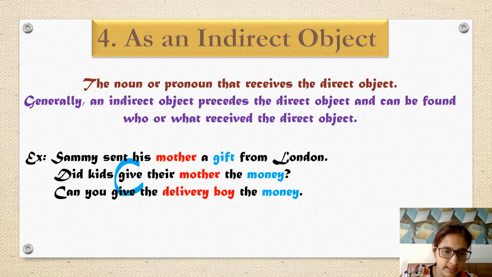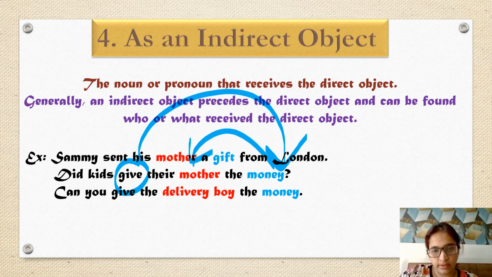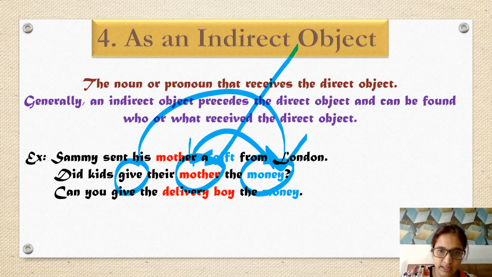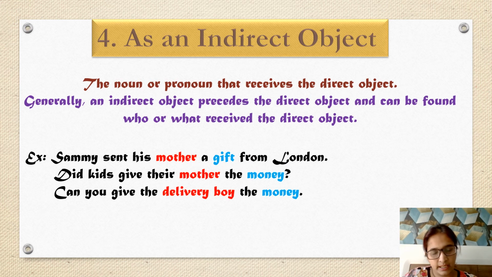Now, did the kids give their mother the money? So what did the kids give? The action, the verb, is give, which is gave what? Money. Money to whom? To the mother. So money becomes the direct object, mother becomes the indirect object. Here we have a noun being used as an indirect object.